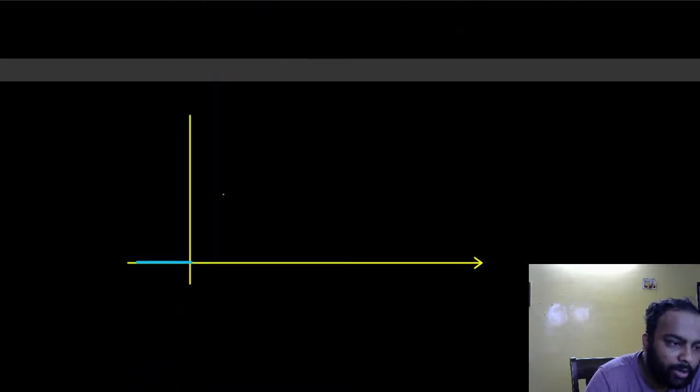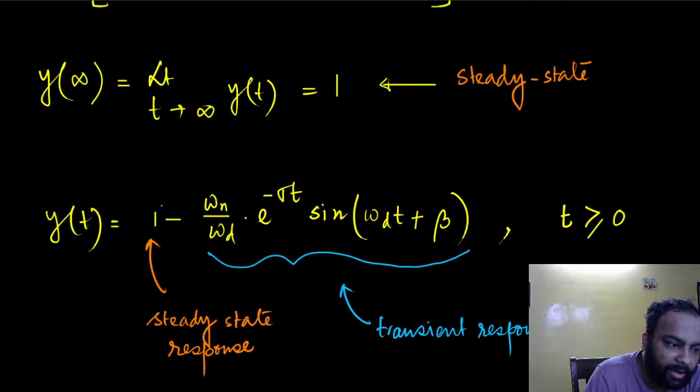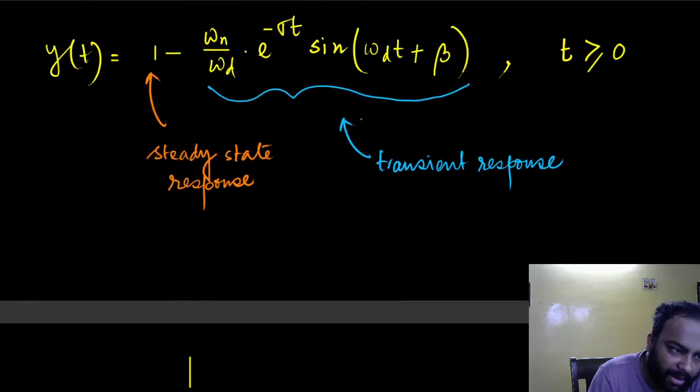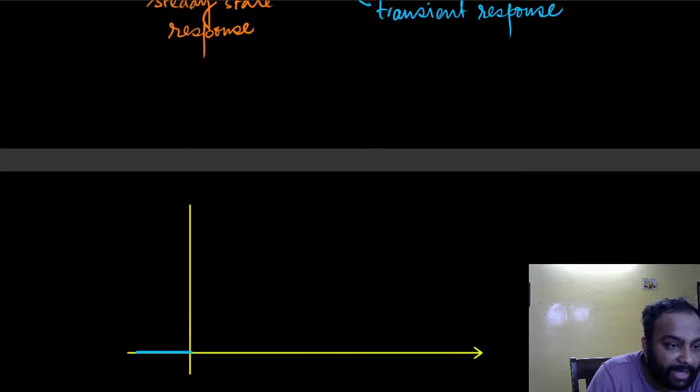So the output can never reach beyond 1 plus minus this value, because of that. At any given point, the value of this factor, the transient response, is omega n divided by omega d into e to the power minus sigma t. So if we take that, let me just take that.